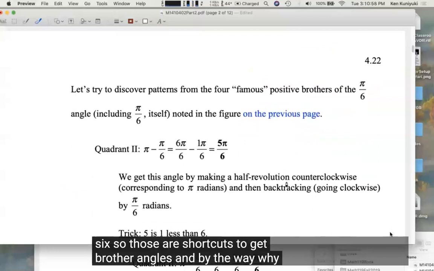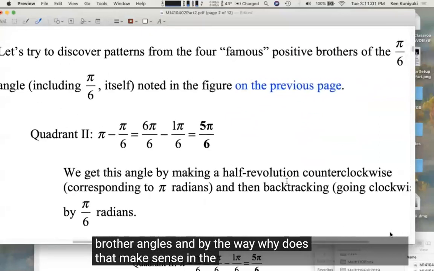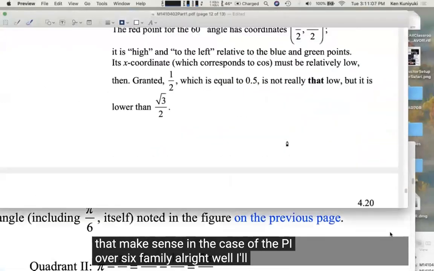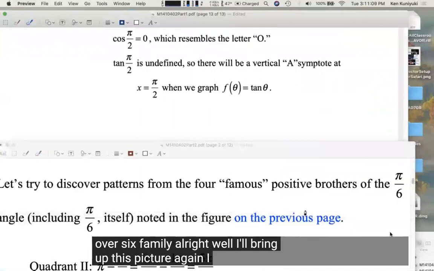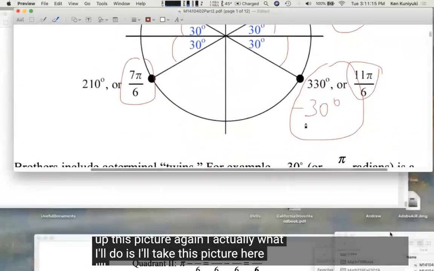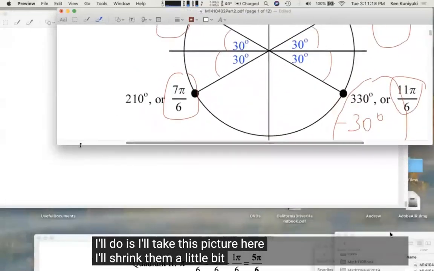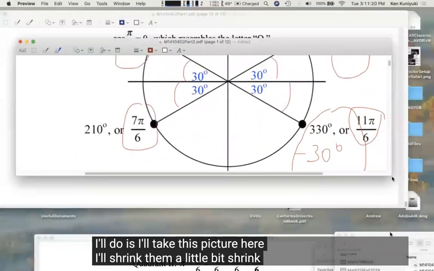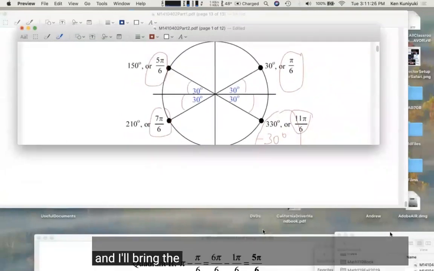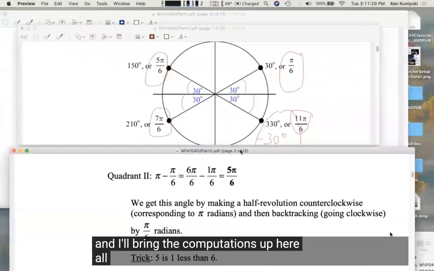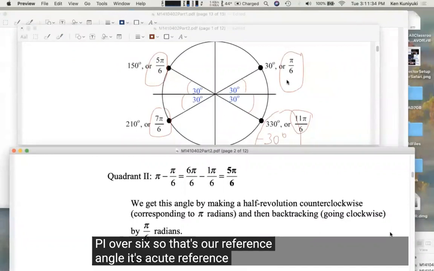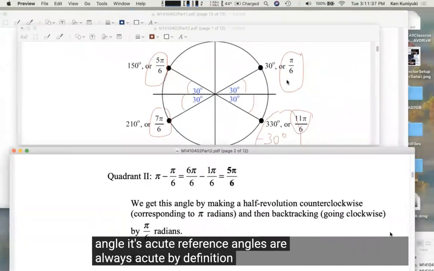And by the way, why does that make sense in the case of the pi over 6 family? All right, well, I'll bring up this picture again. Actually, what I'll do is take this picture here, shrink him a little bit, and bring the computations up here. All right, there we go. Pi over 6. So that's our reference angle. It's acute. Reference angles are always acute by definition.